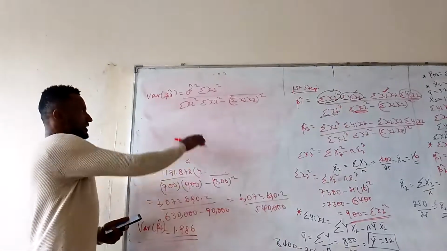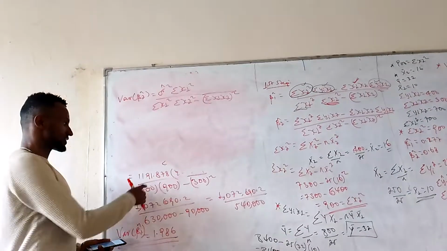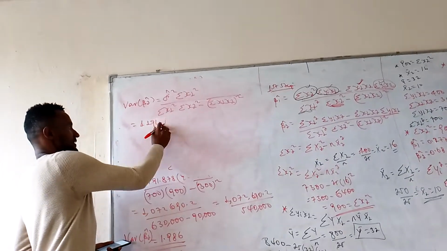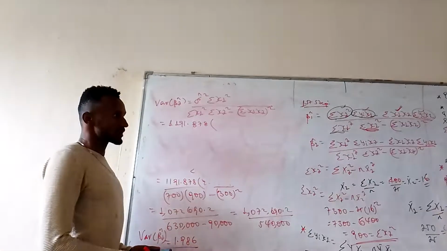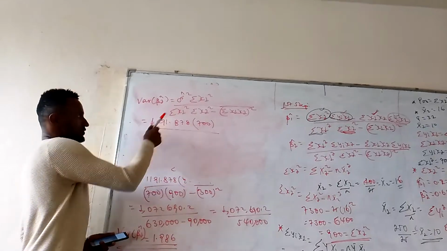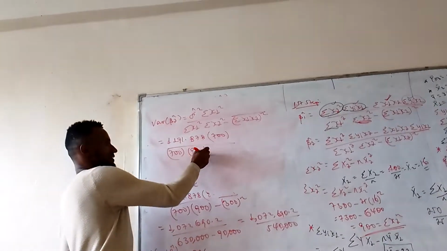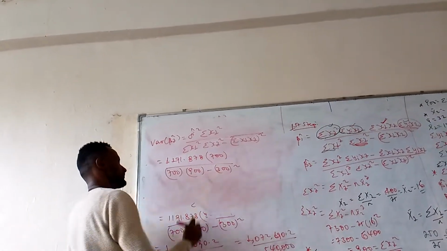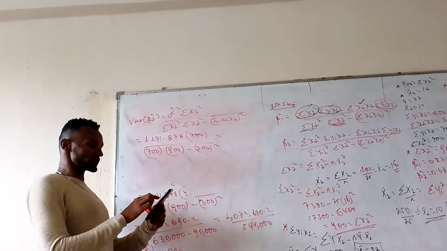So our sigma value is still similar to the sigma value from our previous computation. So our sigma is 1,191.878 times the summation of x1 the whole square, which is 700, divided by the summation of x1 the whole square, that means 700, the summation of x2 the whole square, that means 900, minus the summation of x1 x2, 300. Therefore we have to take the square values.